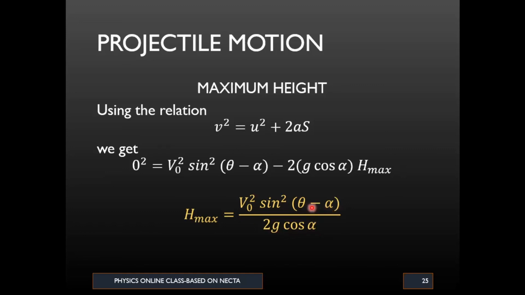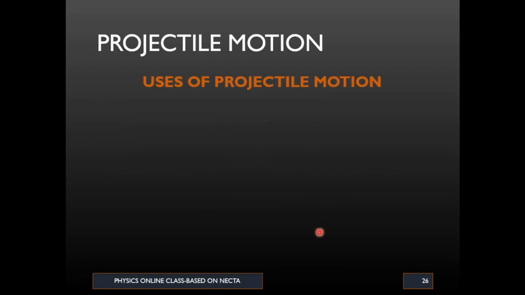Remember, theta minus alpha is the angle of projection with the slant line of the inclined plane. Theta is the angle of projection with the horizontal or ground of the inclined plane. Alpha is the angle of the inclined plane.